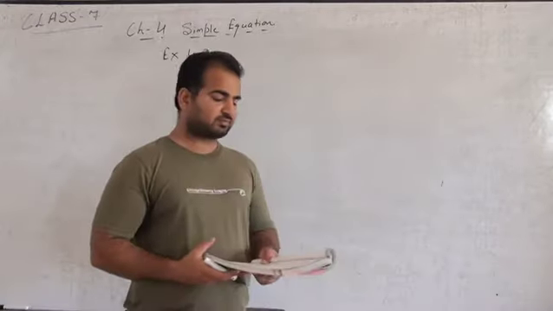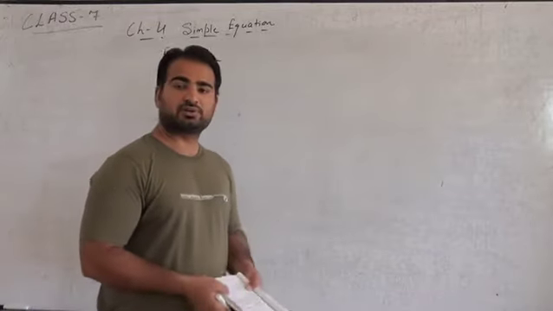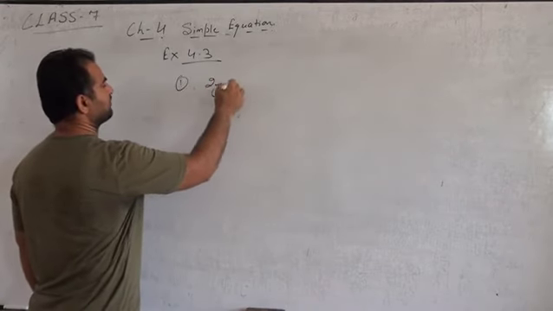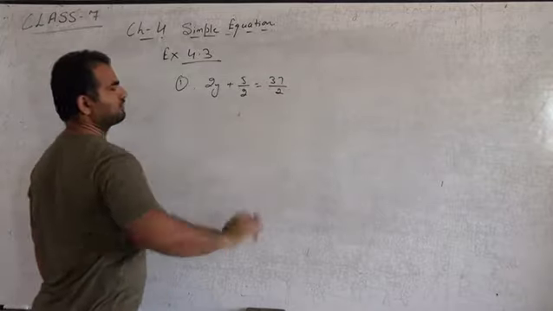Question number one: solve the following equations. 2y plus 5 by 2 equals 37 by 2.